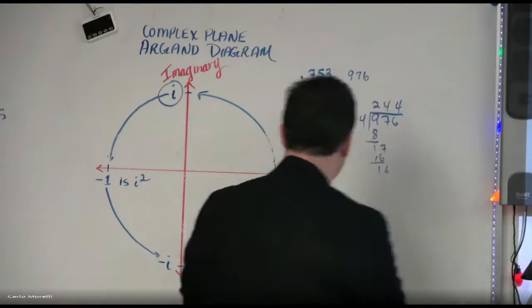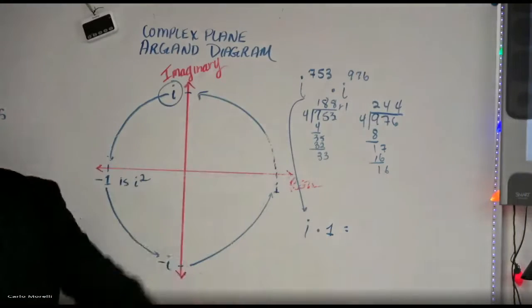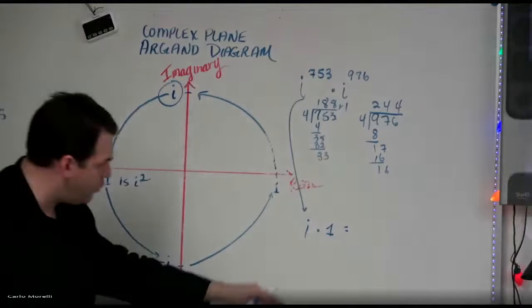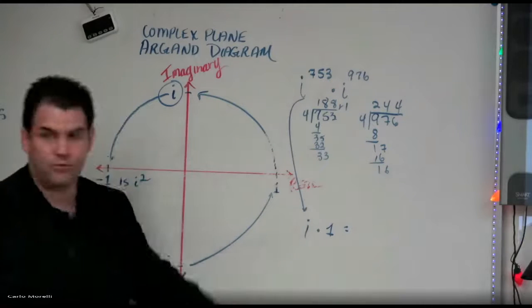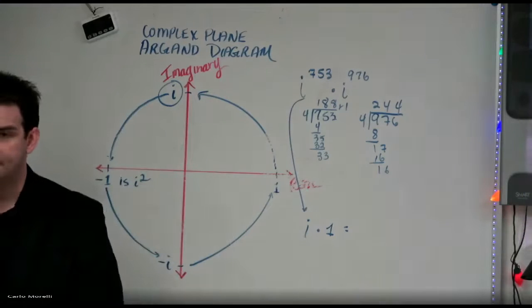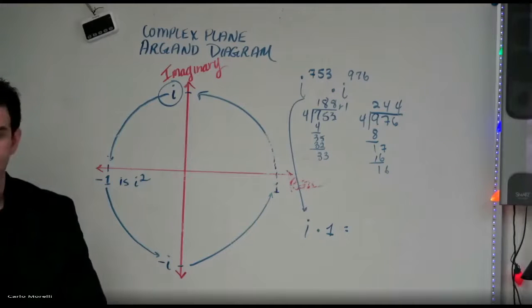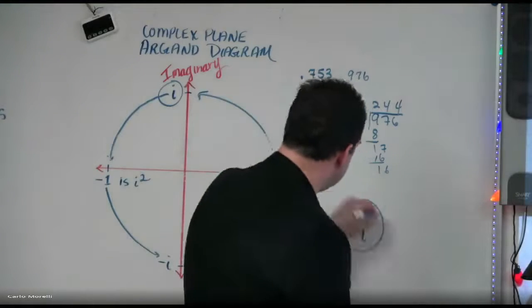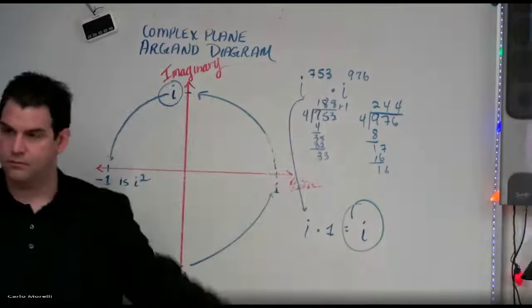So actually, multiplying i to the 753rd power by i to the 976th power is equivalent to multiplying i times 1. What is i times 1? i. So the product of that one is just i.